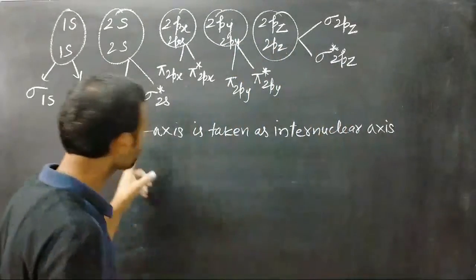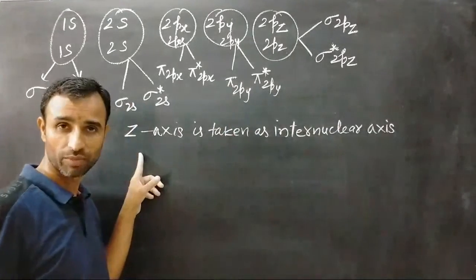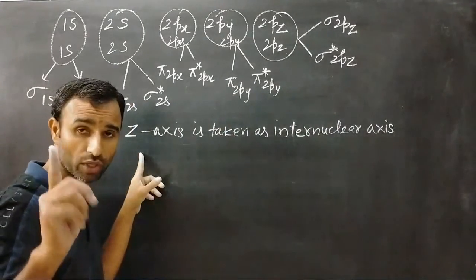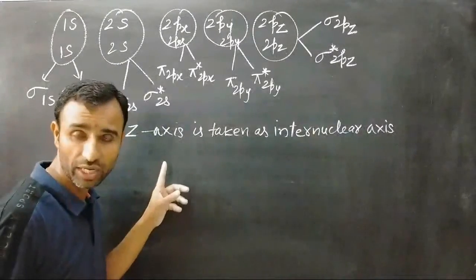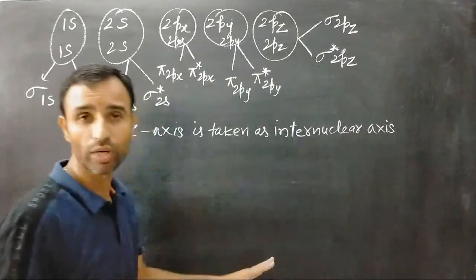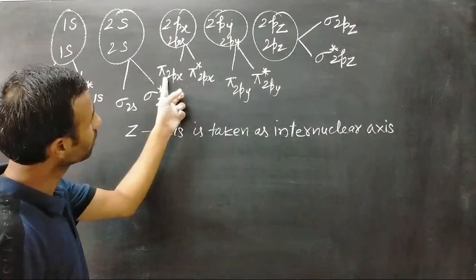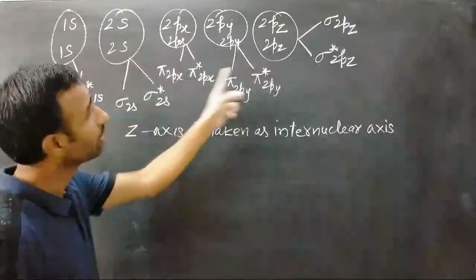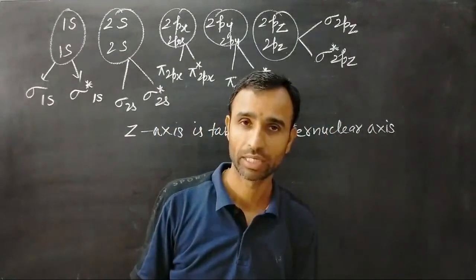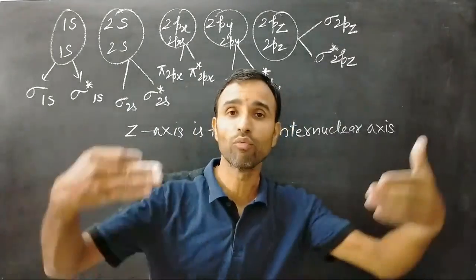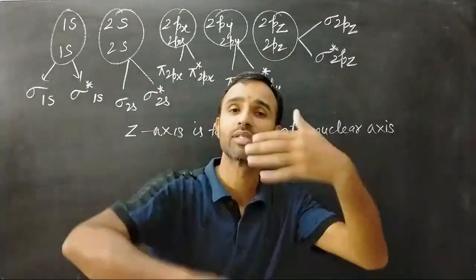Very important thing: if x-axis is taken as internuclear axis, then 2px will give sigma 2px, sigma star 2px, and the other two will give pi. Only one is head on, others are sideways.